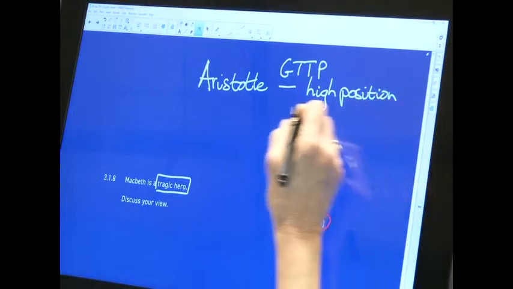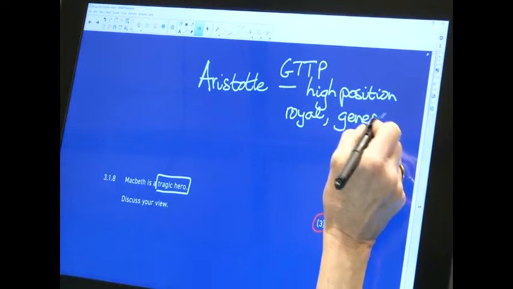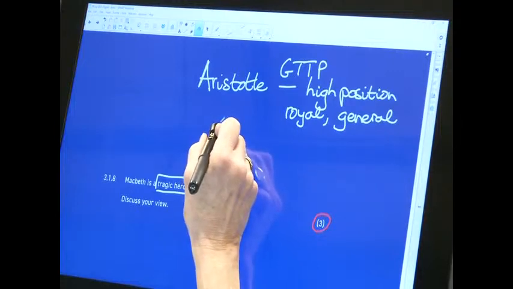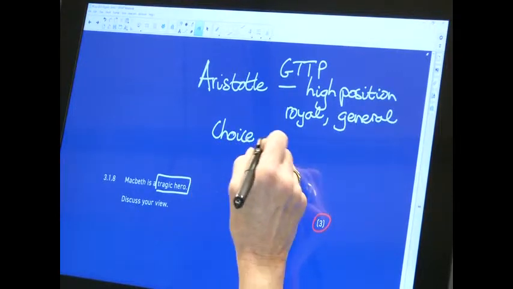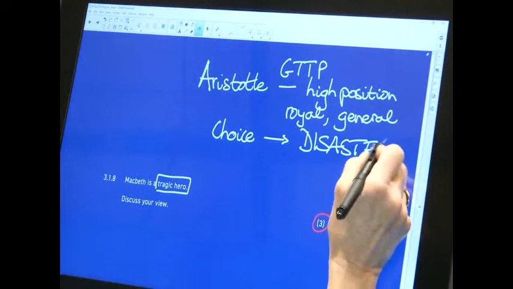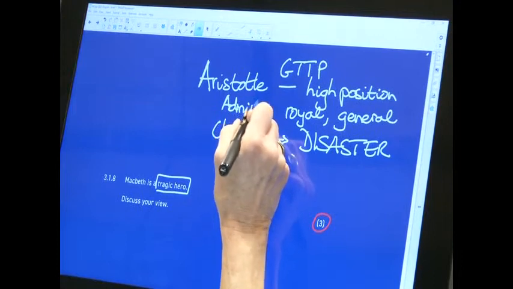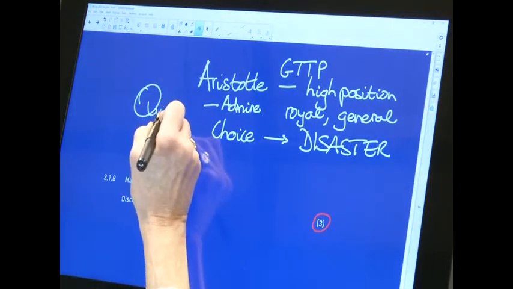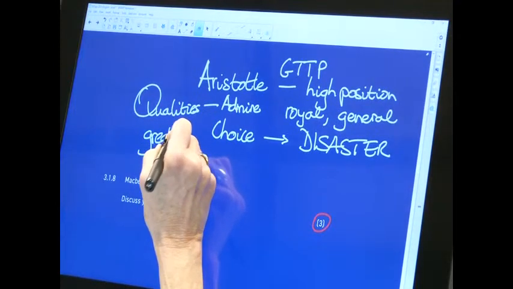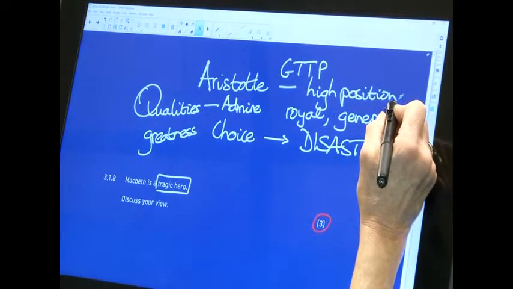Macbeth has a high position. He is a member of the royal family, and he is the most successful general in Scotland at the moment. Then Aristotle said that he makes a choice, and that choice leads to disaster. So he said he is a man that we can admire because of his qualities. So he has great qualities. He's got greatness, not only from his high position, but also from who he is as a person.